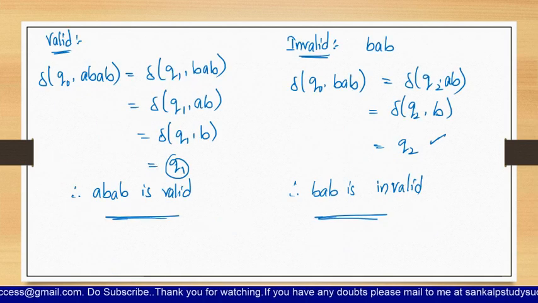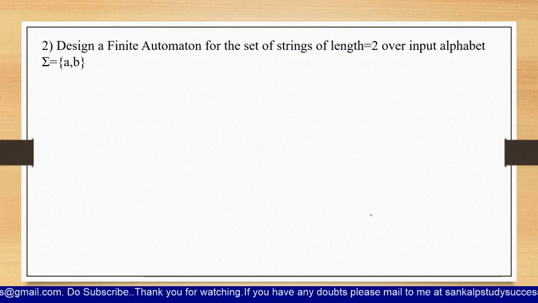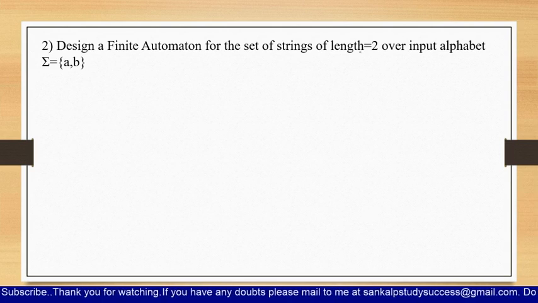Now let us see one more problem related to DFA. Design a finite automata for the set of strings of length equal to 2. That means here the length is specified. Input string length should be only 2. It should not exceed 2 or be less than 2. Over the input alphabet A comma B.